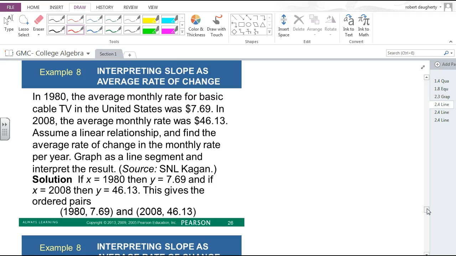Okay. So what I need to do here is figure out, they're giving me a problem where I'm starting out my data in 1980 and I'm going all the way to 2008. So I know that in 1980, the average rate was 7.69. And in 2008, that rate was 46.13.